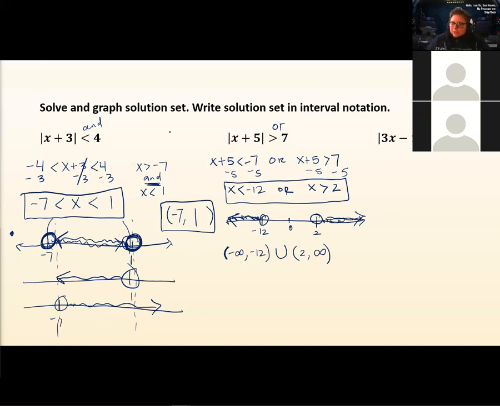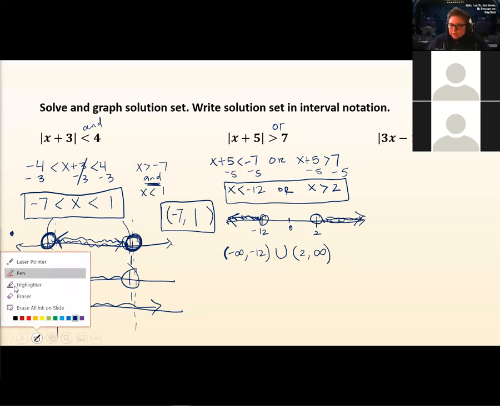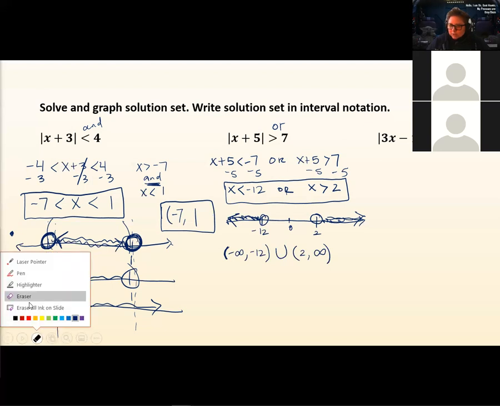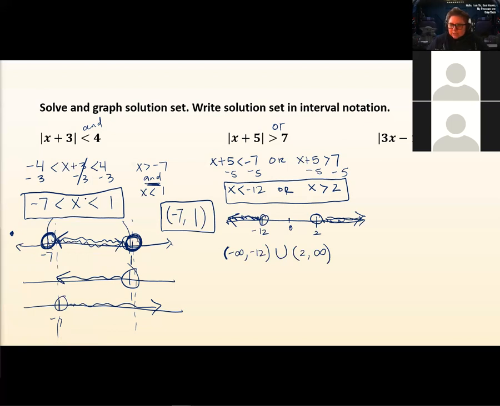Okay, so you can kind of see the difference between these two, right? With the "and," just like with set builder notation, I guess you could call it, x is between two numbers, and so our interval notation is just two numbers. On the second one, "or," we're dealing with two different inequalities going opposite directions, so we have to union two different sets.